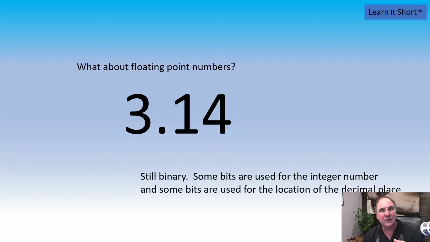So we're approximating floating point numbers. If you're talking about an irrational number like pi, which never ends, the digits keep going forever, then we can't represent that completely, but we can approximate it. We can get close.